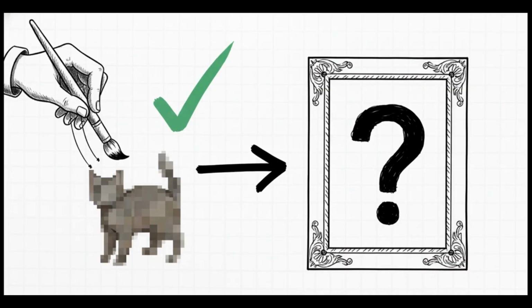All right, so problem one is solved. We have control now. But the quality of the images still wasn't quite there. They were often blurry and low res, so the next big challenge was, how do we make them look genuinely real?